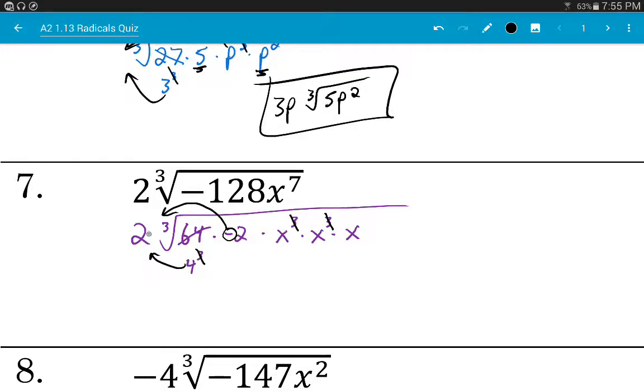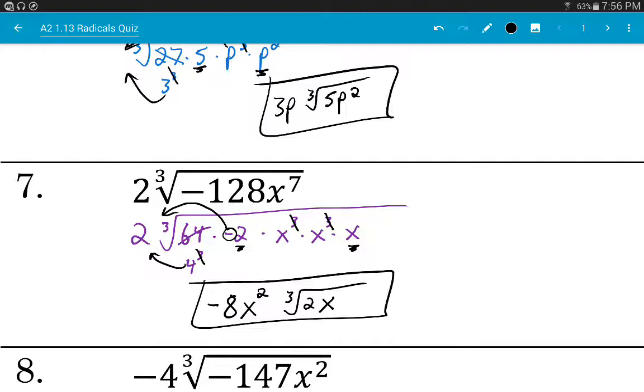So let's see, 2 times 4 is 8. 2 x's came out, so x and x is x squared. A negative sign came out. And now let's see what's left. 2 and an x. And that would be my final answer for 7.